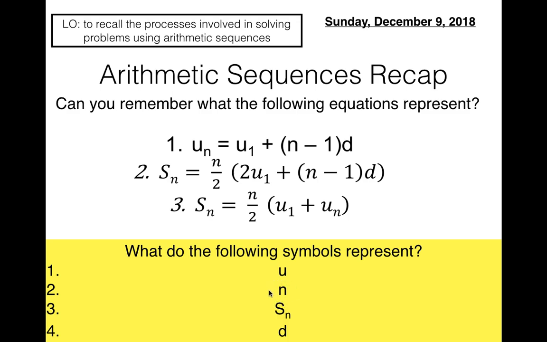N is the term number. So again, in the sequence 2, 4, 6, 8, term number 1 would be 2. Term number 2 would be 4. Term number 3 would be 6. So in this case, when n equals 1, U equals 2. When n equals 2, U equals 4. So this is the value of the term at any term number. So I could say, what is the 50th term? And this would become U50.